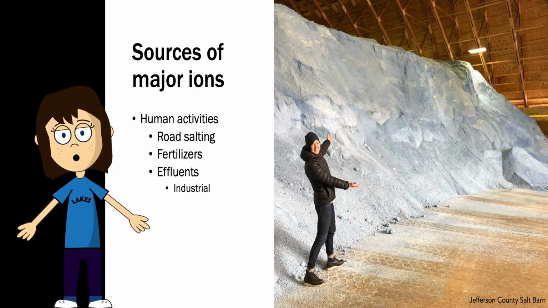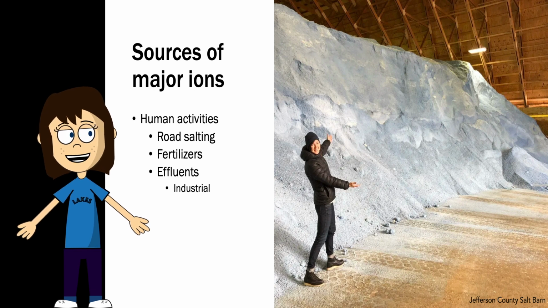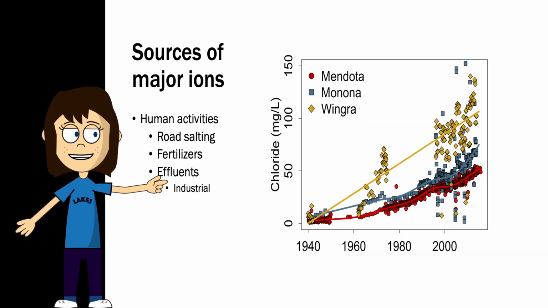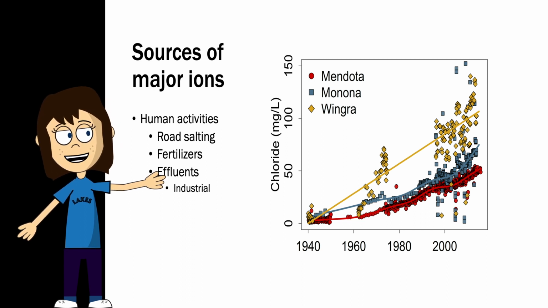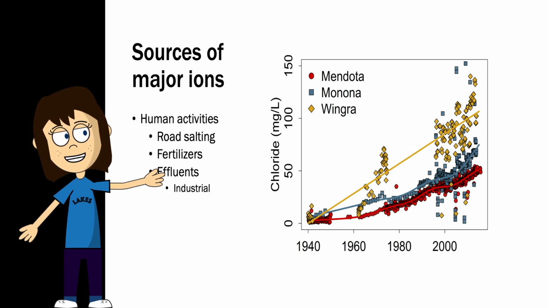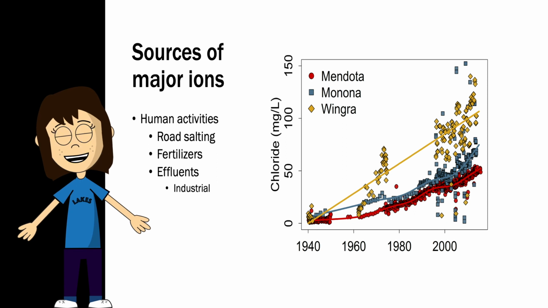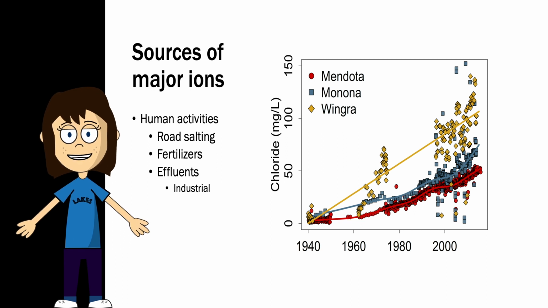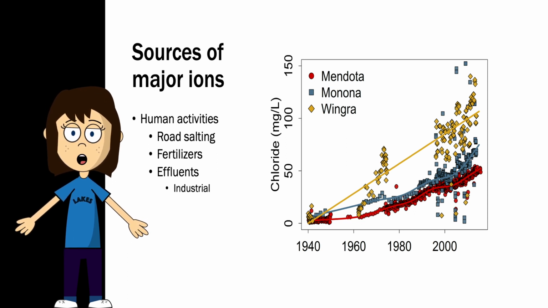And humans can have significant impacts on ion concentrations in inland waters. Here are the chloride concentrations from the lakes in Madison, Lake Mendota, Lake Monona, and Lake Wingra. And you can see in the 1940s that the chloride concentrations in these lakes were around 2 milligrams per liter. But 80 years later, these concentrations are above 50 milligrams per liter, and over 100 milligrams per liter in Lake Wingra some years. And in this case, the steady rise of chloride is the result of road salt application.